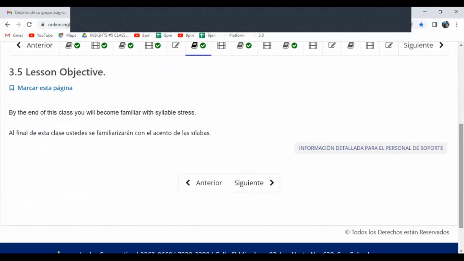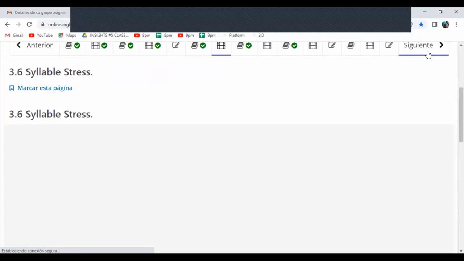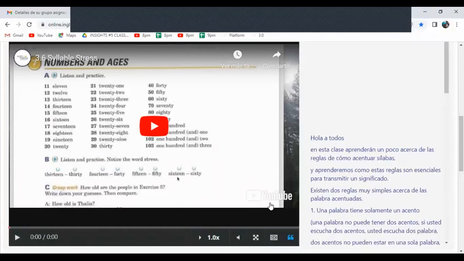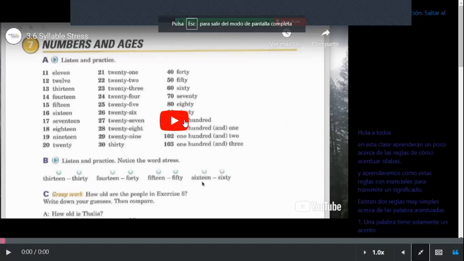Bueno, vamos aquí a los syllable stress. Syllable stress, el siguiente tema de esta noche. Y tenemos los numbers. Let's check the numbers.